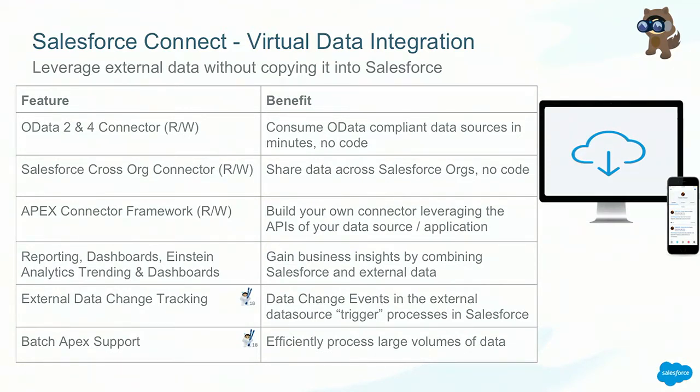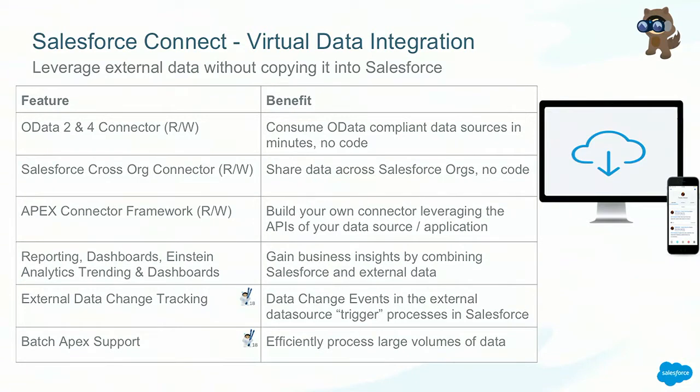Now, one of the key features of Salesforce Connect is also to bring in data for reporting purposes. So you can create reports, you can create dashboards, and then in Einstein Analytics, you can also use it to create trending reports, or you can create what is called a SOQL step to bring in external data in real time into an Einstein Analytics dashboard.